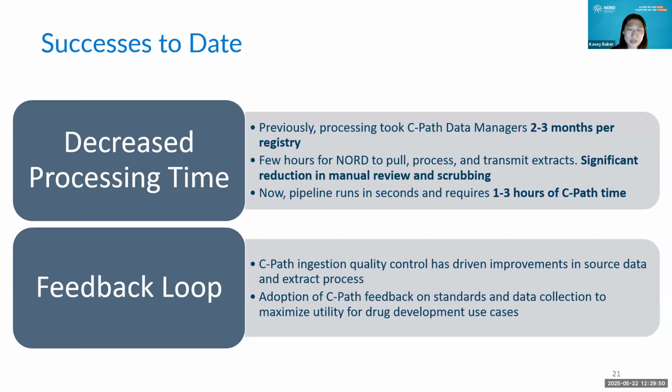And as we also have stressed, the feedback loop. So being able to work so closely with CPAC to work through this process, the changes in the process, and any issues that we come across. So the quality control process has really driven the improvements that we have touched upon in the various aspects of the source data and extract processing. Also adopting the feedback on their standards, data collection, as well as their pipeline feedback and their own ingestion of the data will help us to maximize the potential for the data sets and their utility for drug development use cases should they arise.